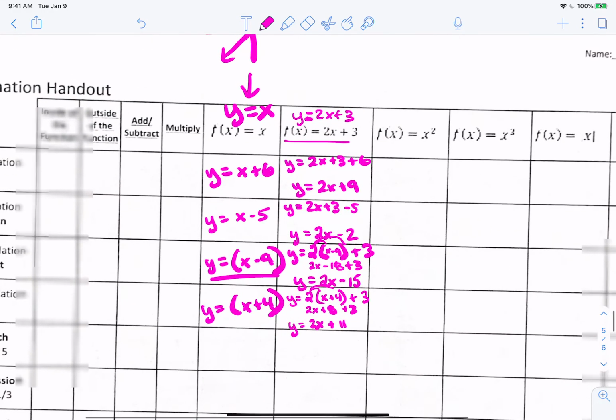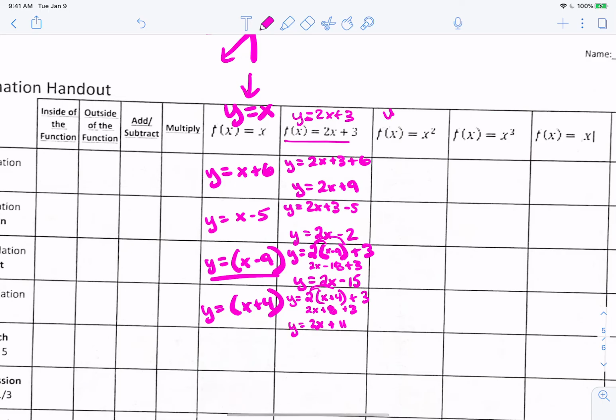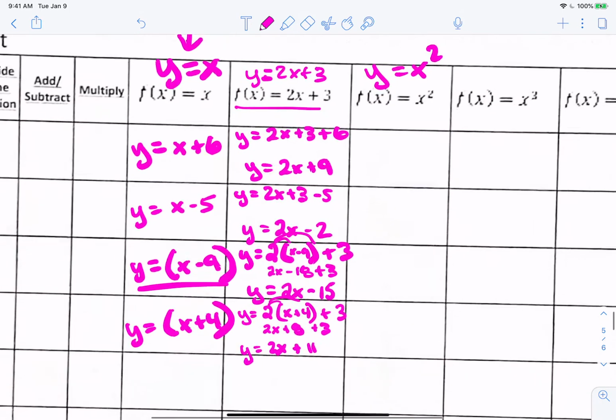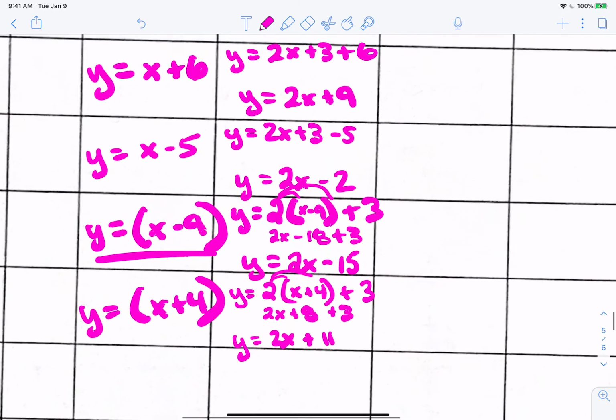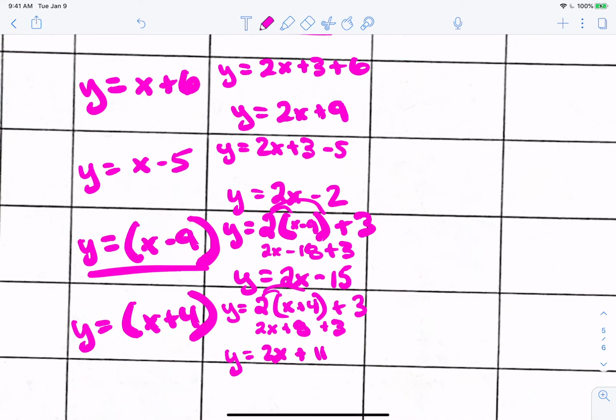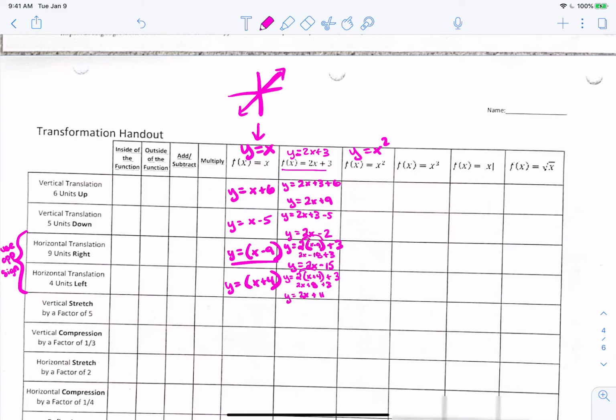Okay. Should we do one more column over here? The x squared. Y equals x squared. Translation means just a shift. Translating it just means you're shifting it up, down, left, or right. A transformation. So these are all transformations. Every single one of these is transformations. But a translation is just shifting up, down, left, right. Okay? So it's not like stretching and compressing.